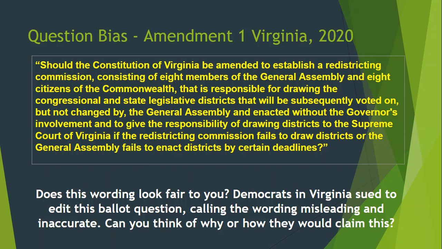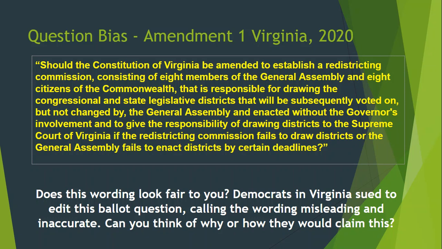Okay, we're back. So this question looks pretty fair, right? However, Democrats in Virginia actually sued to edit this ballot question because it leaves out so much, and it kind of has this idea that you already know how district drawing works.